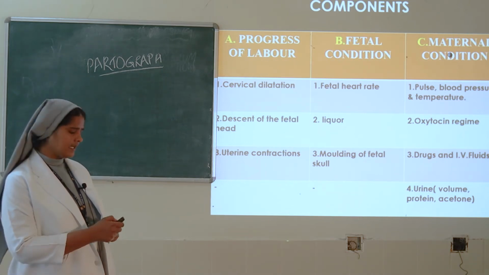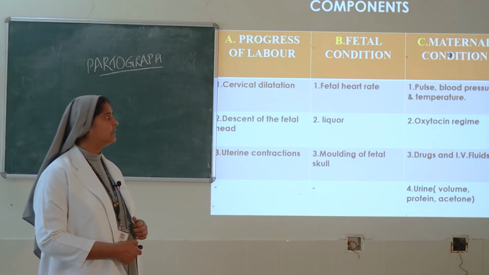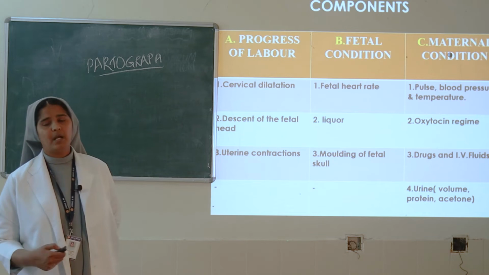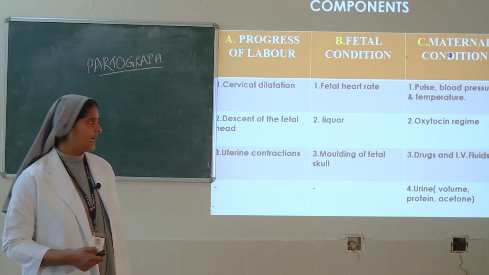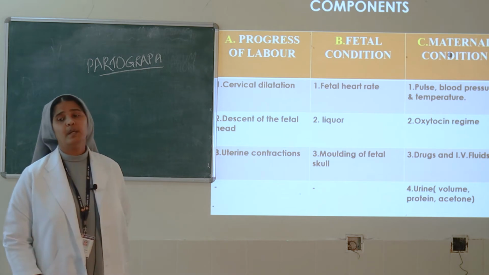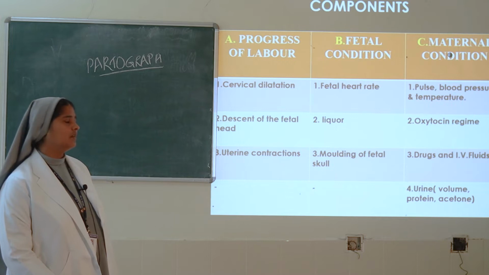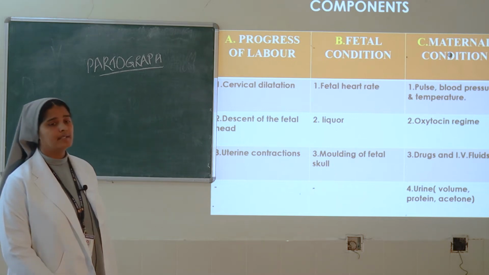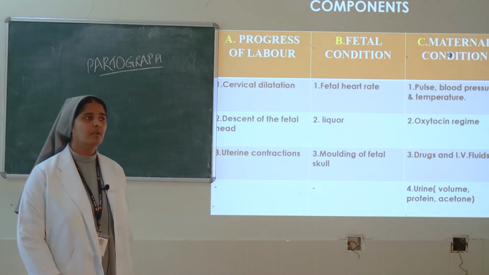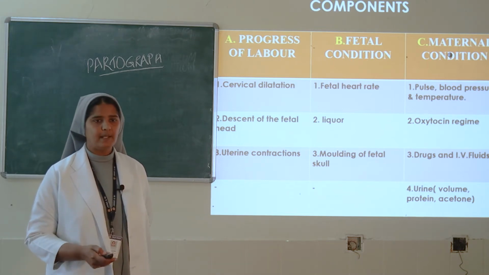And under the maternal condition we have pulse rate, blood pressure, temperature of the mother, then the oxytocin regime, how the oxytocin drip has been infused to the mother, and the drugs and IV fluid what we are administering during the labor process, and also the urine volume, protein and the presence of acetone. These are the components of partograph. Now we can see one by one in detail.